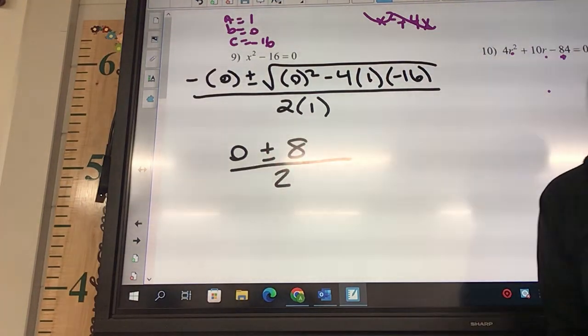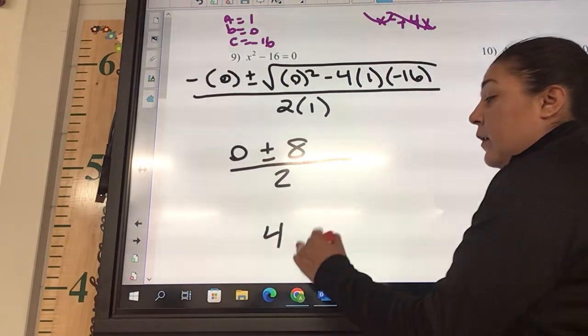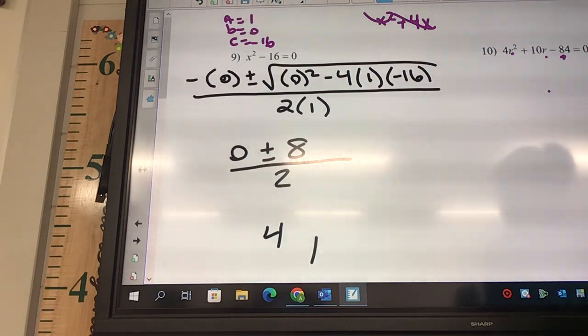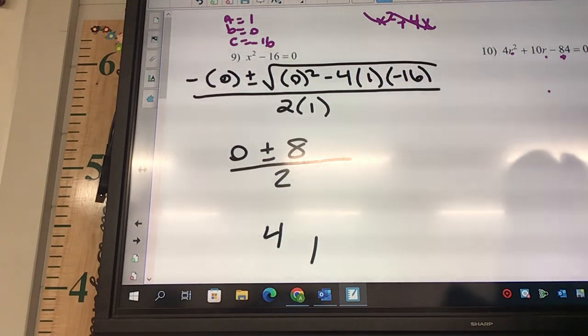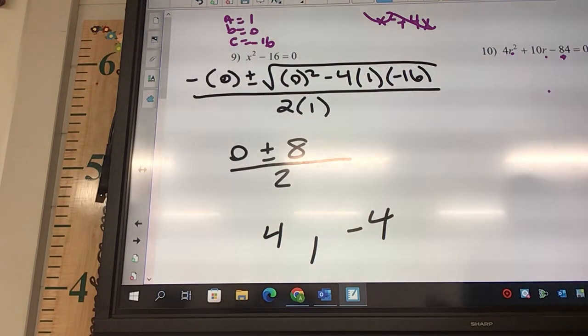What is 0 plus 8? 8. Divided by 2? 4. What is 0 minus 8? Negative 8. Everybody got tripped up on that this morning. Okay, negative 8 divided by 2? Negative 4. Okay, and again, if you don't want to do it in your head, type it on the calculator. It works every single time.